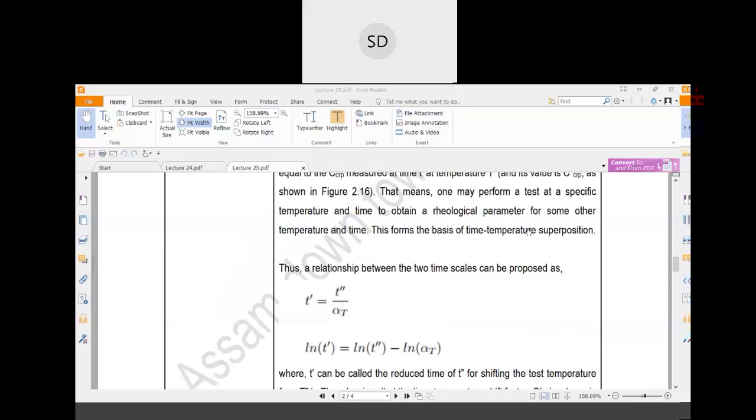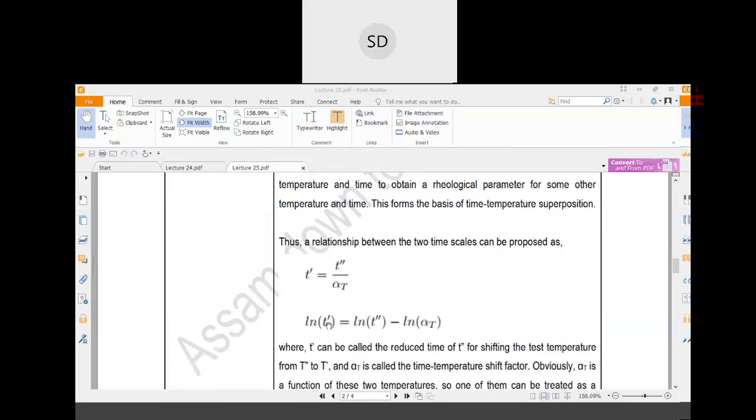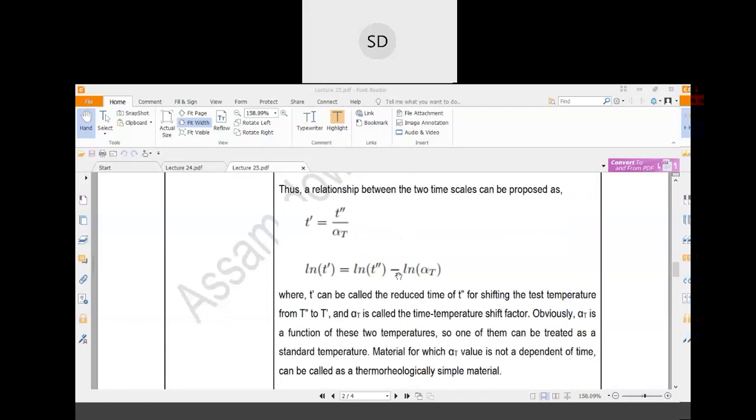So for this reason, a relationship between the two time scales can be proposed as t' equal to t'' divided by alpha T. If you take log or ln in that case, it will be ln t' equal to ln t'' minus ln alpha T, where t' can be called the reduced time of t'' for shifting the test temperature from T' to T'', and alpha T is called the time temperature shift factor.